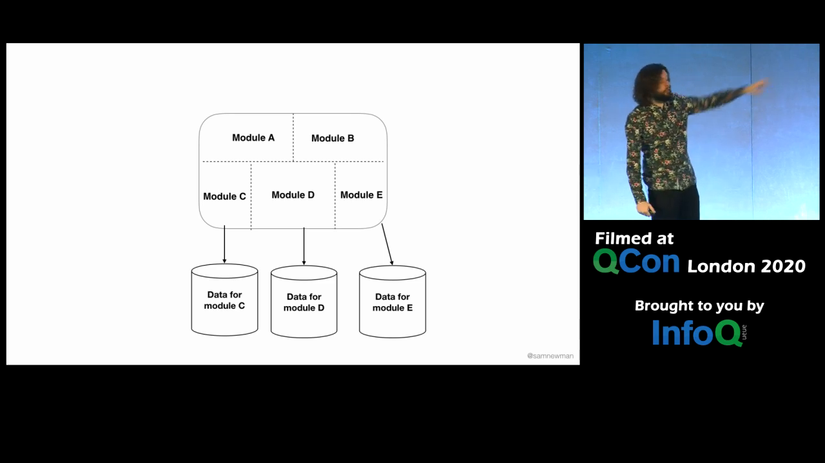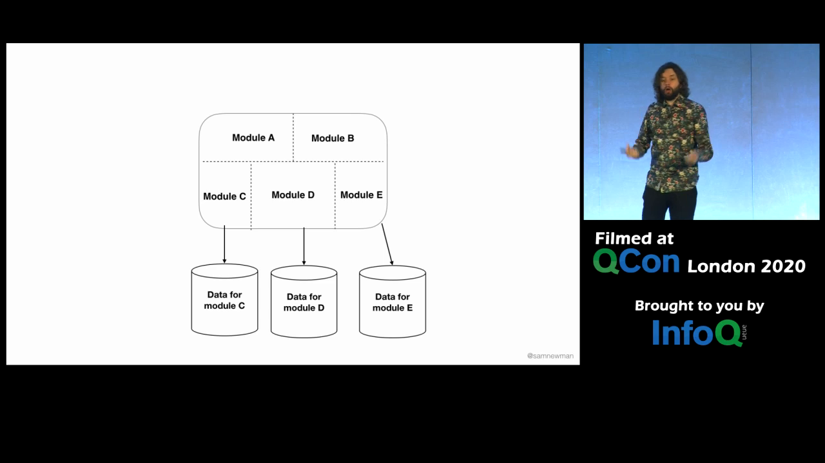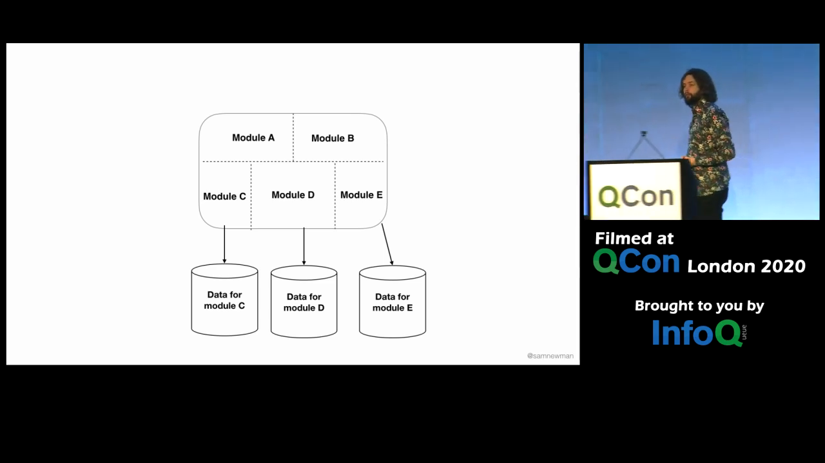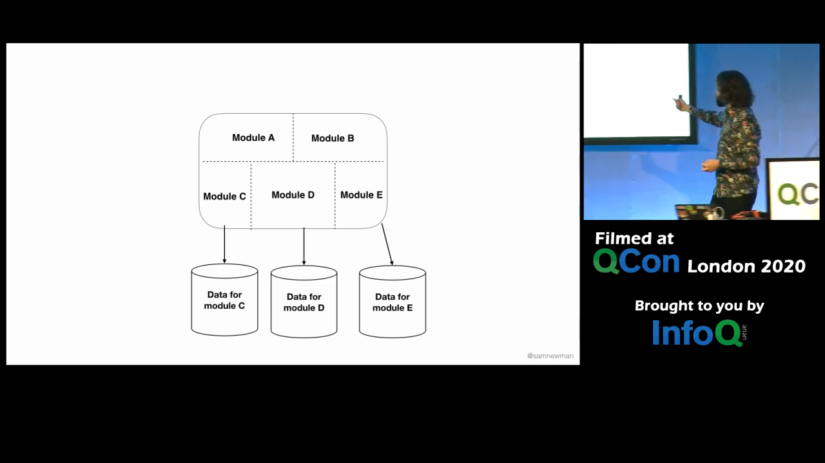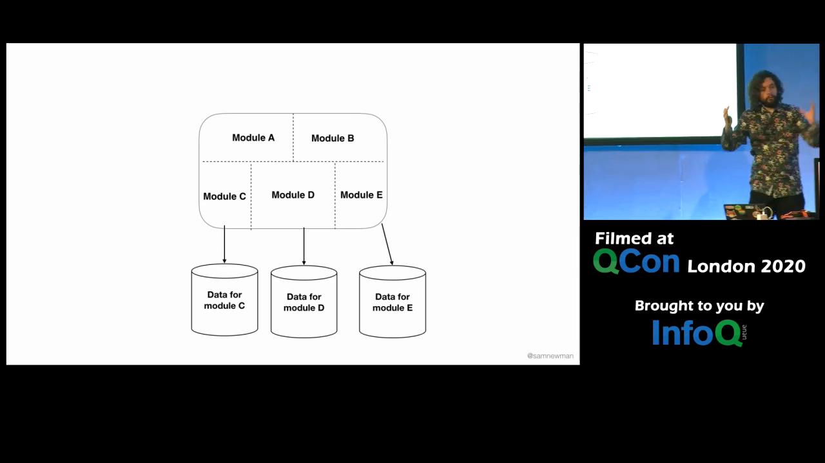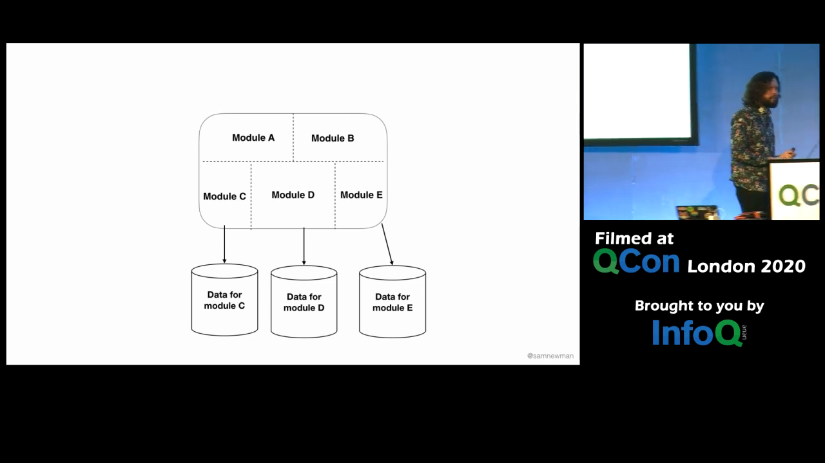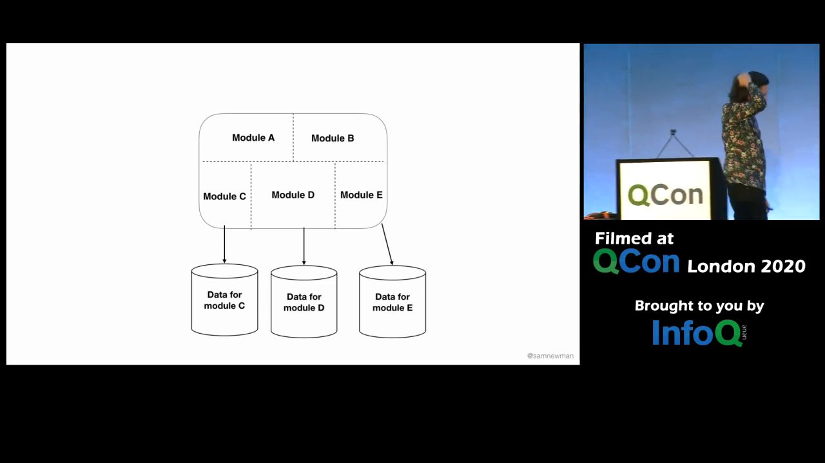The idea being, if I'm working on module C, I have full ownership and control over the data associated with module C. And in the future, if module C becomes a separate service, it should be an easier time to migrate it.